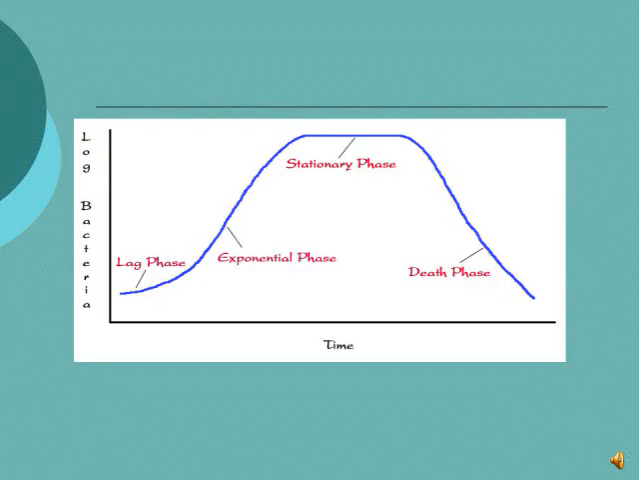but we'll talk about that more in a second. This is just a picture of bacteria. You've got your lag phase that begins on the left side. It grows up in your exponential phase. It plateaus at your stationary phase, and then you see the decrease in the death phase.